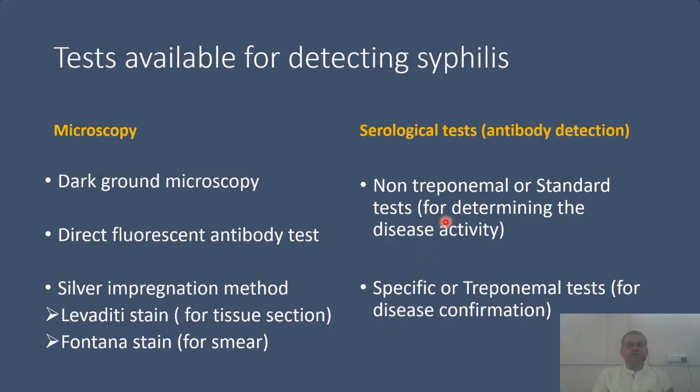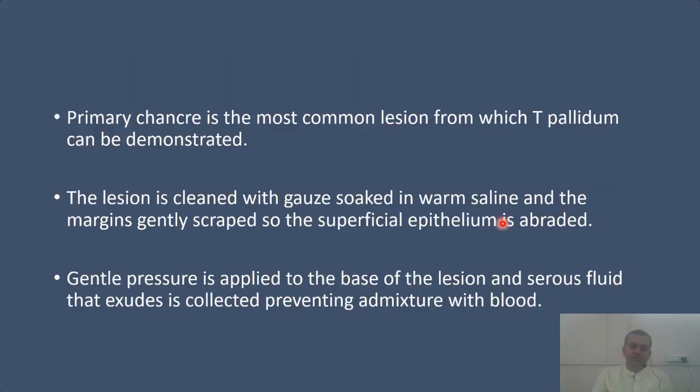These non-treponemal tests are mainly for determining the activity, that is, whether it's progressive or whether recovery is there. Mainly for these purposes, the standard test of syphilis is performed. So how do we go for the microscopy?